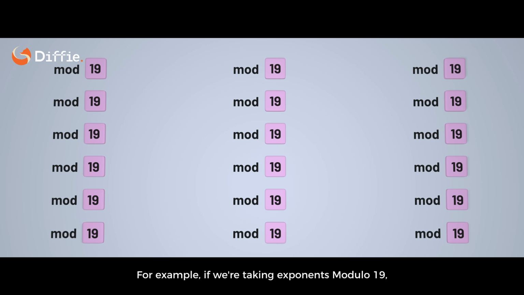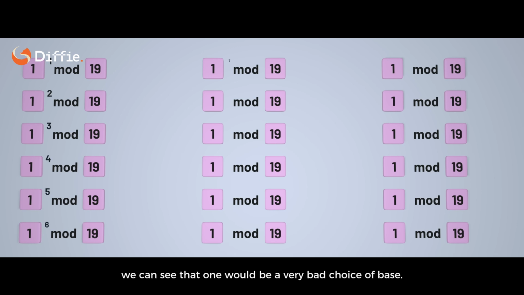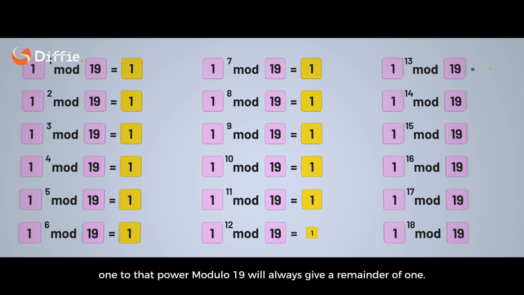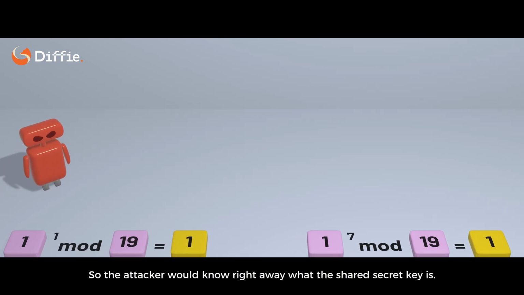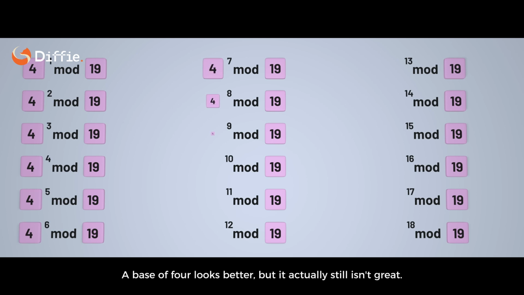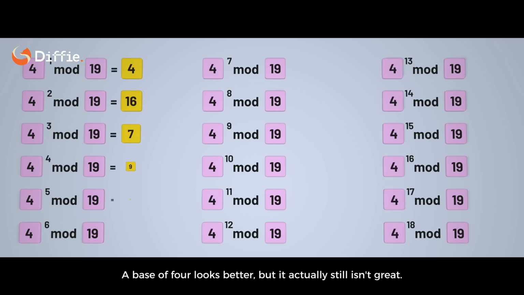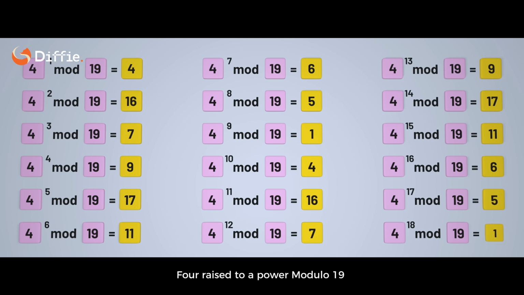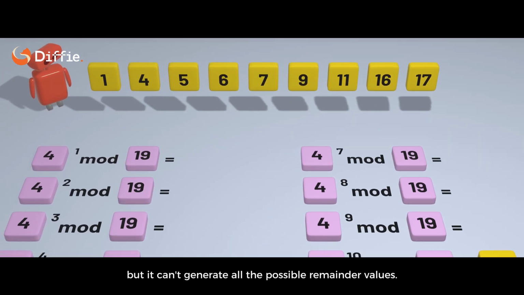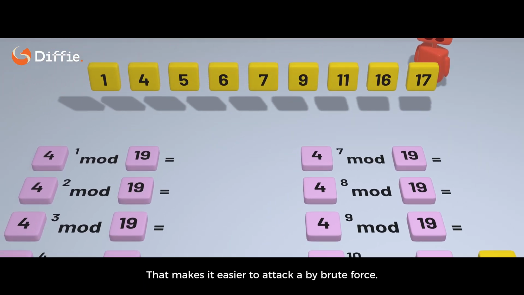For example, if we're taking exponents modulo 19, we can see that 1 would be a very bad choice of base. No matter what exponent we pick, 1 to that power modulo 19 will always give a remainder of 1, so the attacker would know right away what the shared secret key is. A base of 4 looks better, but it actually still isn't great. 4 raised to a power modulo 19 can generate some different values for the shared secret key, but it can't generate all the possible remainder values. That makes it easier to attack by brute force.